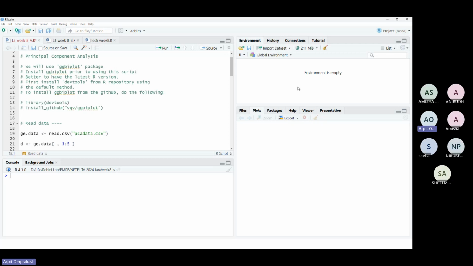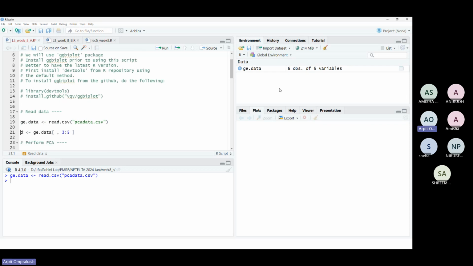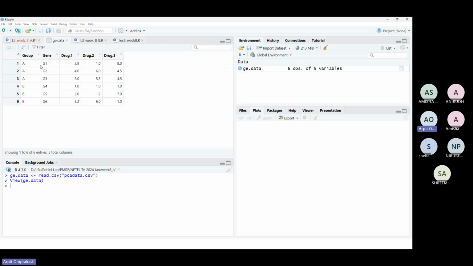First we'll read the data. The data we have is like this. We have 5 columns: group, gene, drug 1, drug 2, drug 3. This is like testing the effects of different drugs on the gene. Groups are, let's say, these 3 genes we know are behaviorally similar, or present in one pathway, and these 3 genes are present in another pathway or biologically somehow related. That's how these groups are assigned. And in each of the drug tests, we are given the expression of the gene.